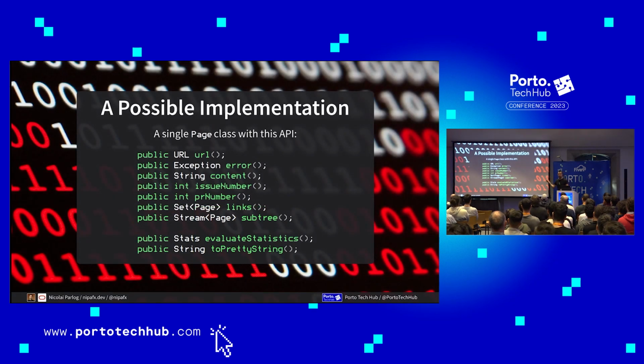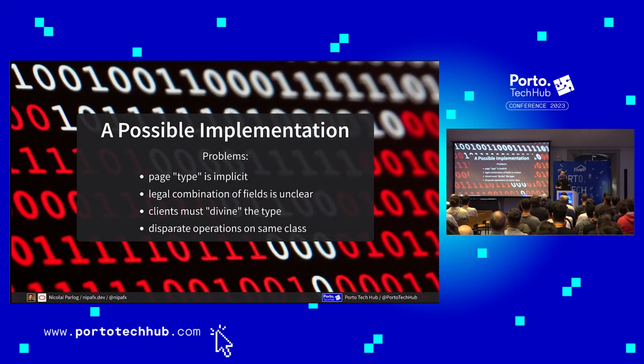And you can do that, right? You can write that class, you can put all the requirements we just gathered into this one type, and off you go. That's not a good implementation. And even with object orientation, there are better approaches. The biggest problem is that the page type is implicit.